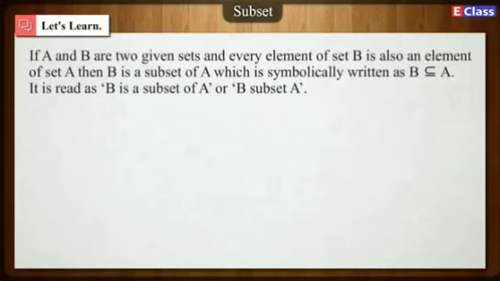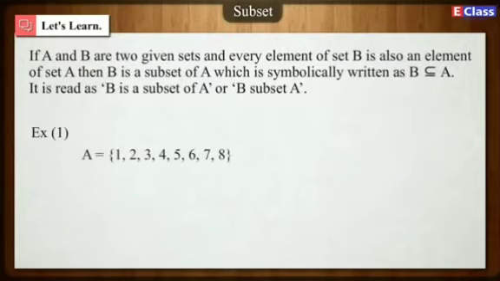subset. Let's learn. If A and B are two given sets and every element of set B is also an element of set A, then B is a subset of A, which is symbolically written as B ⊂ A. It is read as B is a subset of A. Let's understand it with an example.